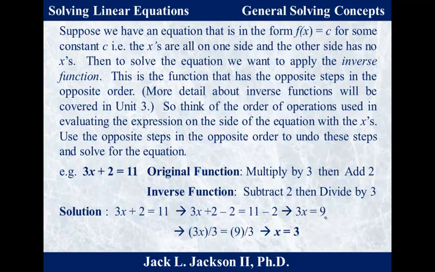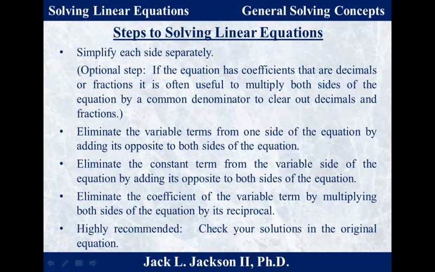So notice that the opposite steps in the opposite order tells you how to undo stuff. So you undo stuff in the opposite steps in the opposite order. And so that kind of explains why it's natural to get rid of the 2 first and then the 3. It's just backwards from the order of operations that you would use if you were evaluating this for a particular value of x. In other words, when we check it, we're going to multiply then add. We solve it the other way around.